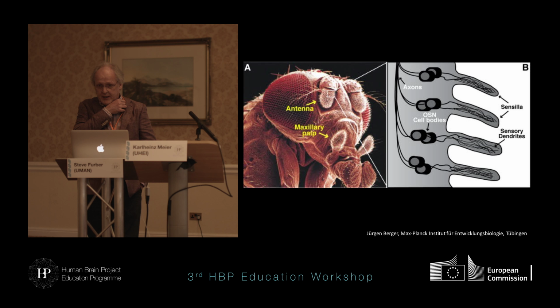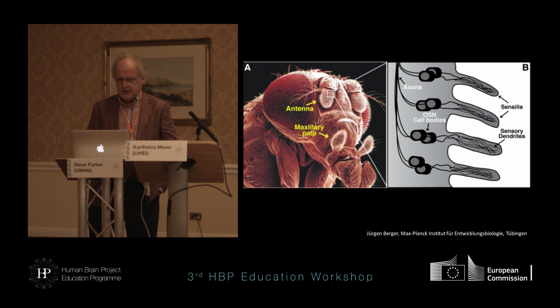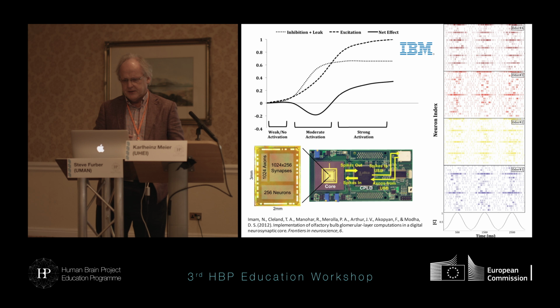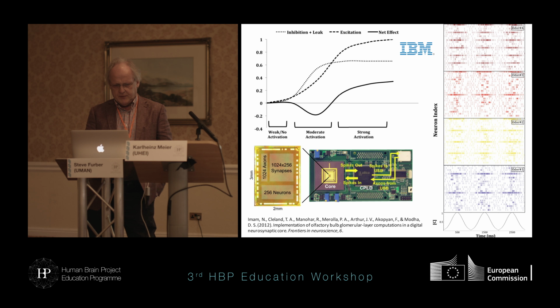You can build more biologically realistic circuits, and IBM have published papers looking at the insect sensors and building models of that. And this, I think, is the model that they built, which has all sorts of curious symbols in it that I don't particularly recognize. And they can assess this and see if they can reproduce the characteristic behaviors and properties of the insect system. This is the olfactory bulb glomerular layer computations.